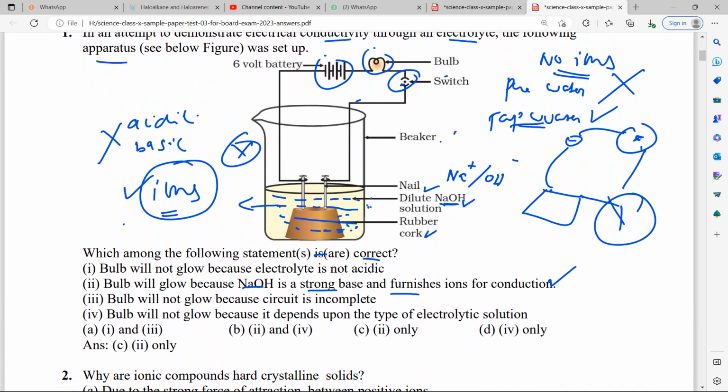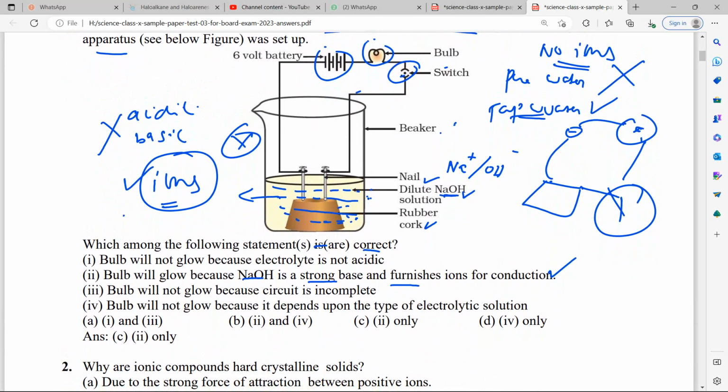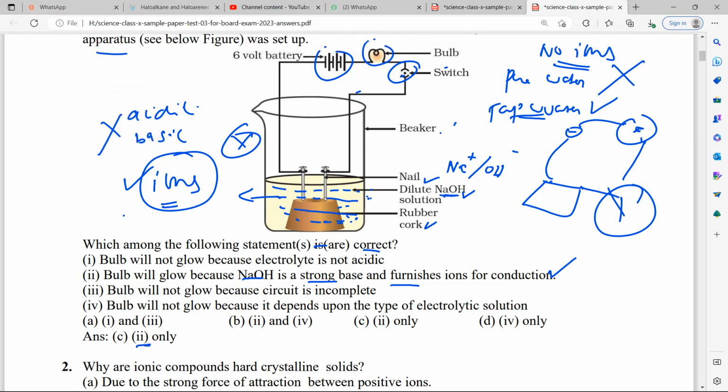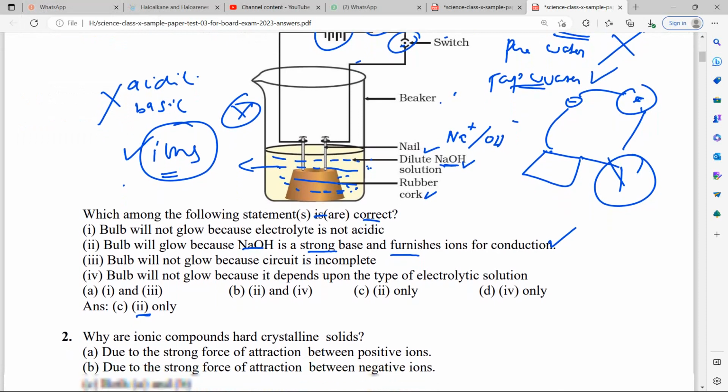Two options they had given, but the second option is the right one. What we marked is the right answer. Answer 2 only is the right answer. Right. Why are ionic compounds hard crystalline solids?